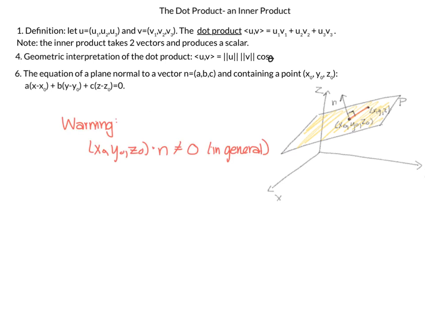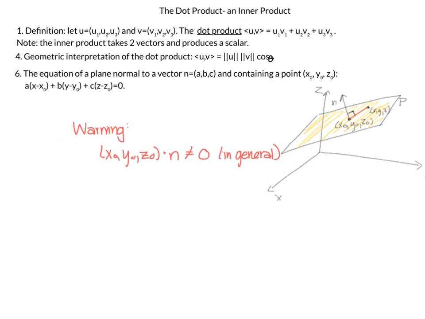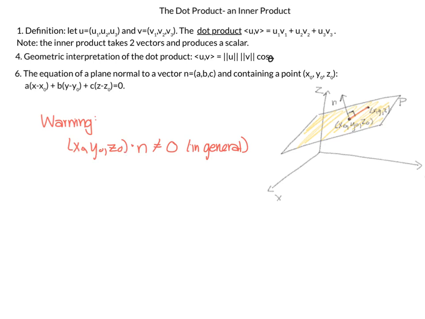There is a warning I have to give to you. One thing you might be tempted to think is that x naught, y naught, z naught was given to you, and if you dot it with the normal, then it would equal 0. That would be wrong. In general, this is not true. The reason is that x naught, y naught, z naught is not a vector in the plane. It is a point on the plane. In particular, x naught, y naught, z naught is the coordinates of the point, so the vector here that goes up and ends on the plane is not necessarily perpendicular to n.